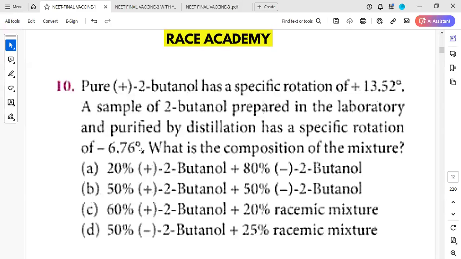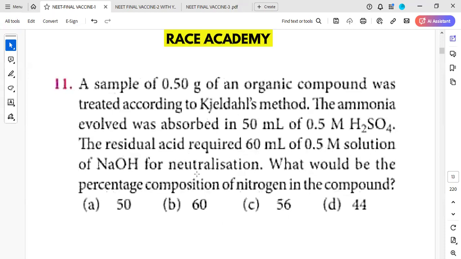they mentioned, 50% is 2-butanol and the remaining 25% is racemic mixture. The pure form of plus 2-butanol has specific rotation plus 13.52, which means minus 6.76 is 25%. So 25% is nothing but racemic mixture and the remaining 50% is minus 2-butanol. That is the composition. Next, 11th one.